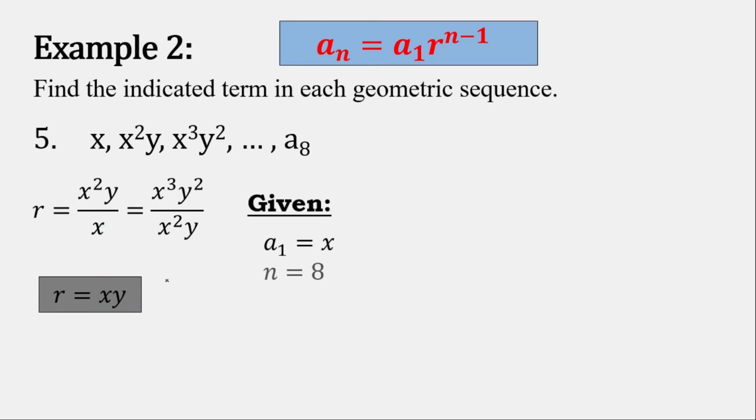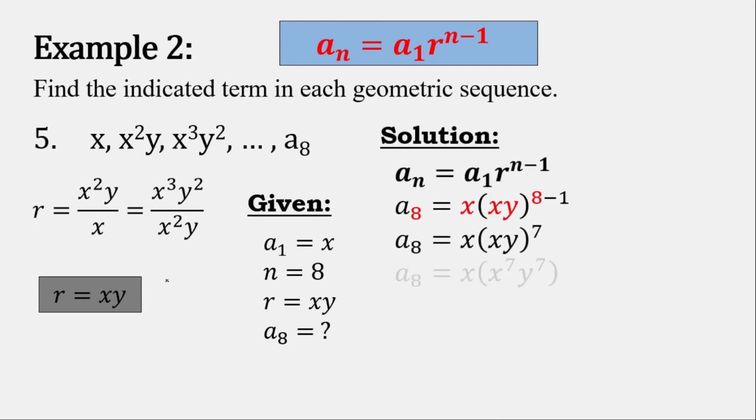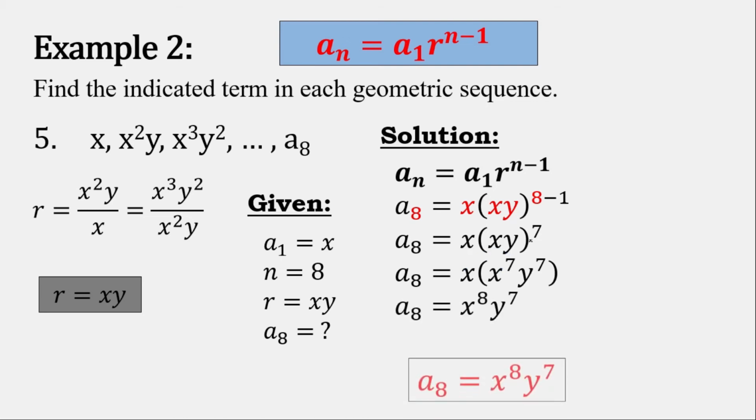Then let's just identify all the given, and after identifying all the given, let's just substitute that in our formula. In this part, we just distribute 7 on x and then y. So we have x raised to x times quantity x raised to 7, y raised to 7. And just add this x to x raised to 7. So we have this as our final answer.